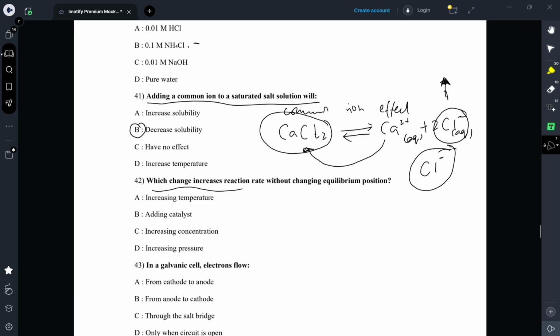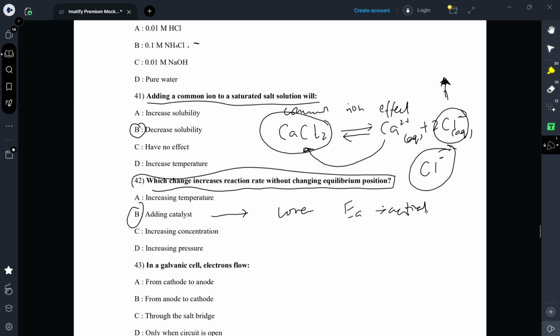Which change increases reaction rate without changing equilibrium position? So this is really easy, like adding a catalyst, because what does a catalyst do? Lowers EA. EA is activation energy, and in a reversible reaction, for example, you can consider this one.